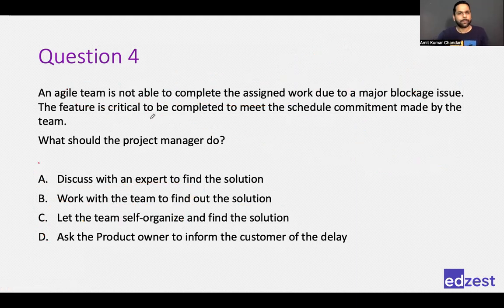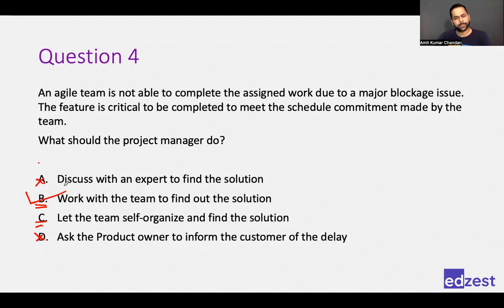Yeah, Amit. Before going to the next question, I would like to add one point here. I am good with option B, where we work with the team to find the solution, which is perfectly fine. Responding to change over following the plan is one aspect we are taking care of, because we are responding to the criticality of the work, since it is actually impacting the schedule.